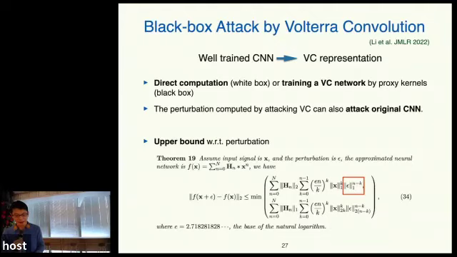Based on the VC representation or network, we can easily derive the perturbation upper bound, like how the perturbation changes our output, upper bounded by this formula. So we see that this is upper bounded by the perturbation's L1 norm and L2 norm with an exponential N. If N is large, that means we have a high order convolution or deep layers, and the perturbation will change the output more dramatically.